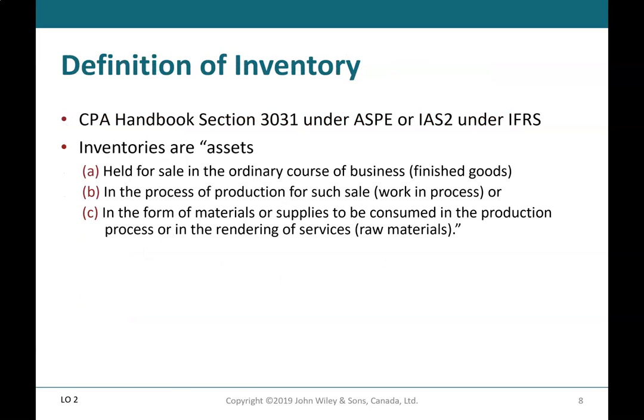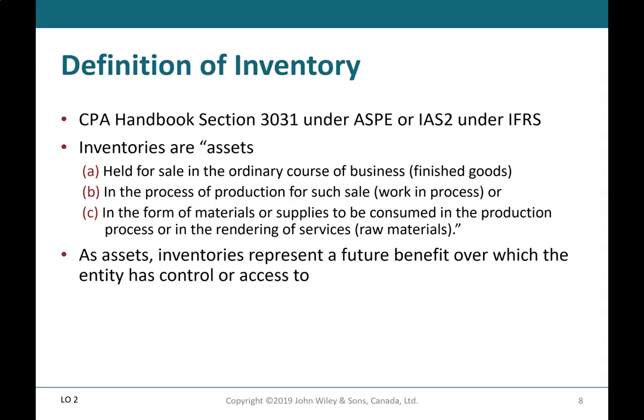Definition of inventory. CPA Handbook Section 3031 under ASPE or IAS 2 under IFRS. Inventories are assets: A, held for sale in the ordinary course of business, finished goods; B, in the process of production for such sale, work in process; or C, in the form of materials or supplies to be consumed in the production process or in the rendering of services, raw materials.